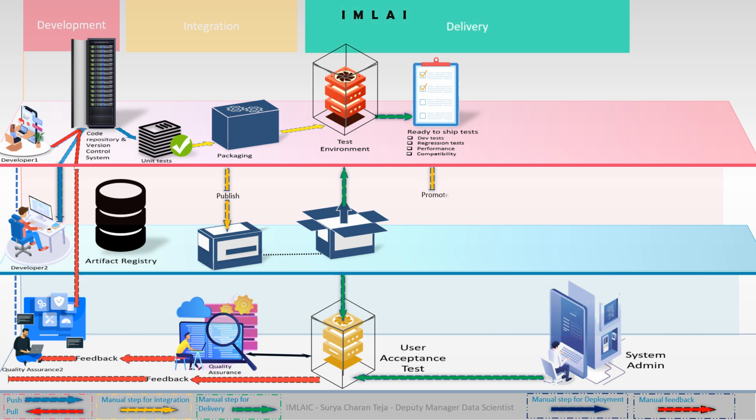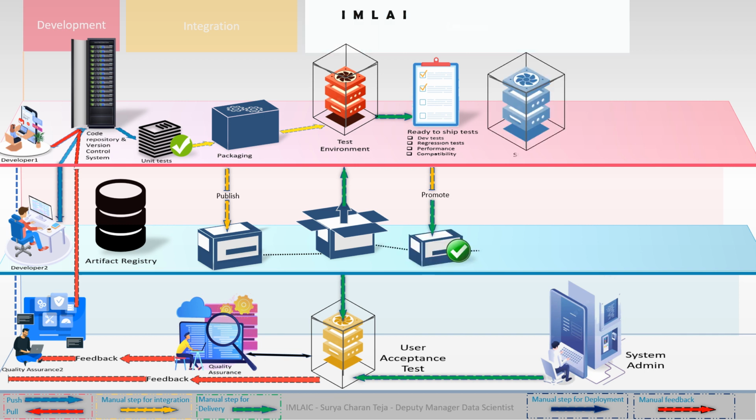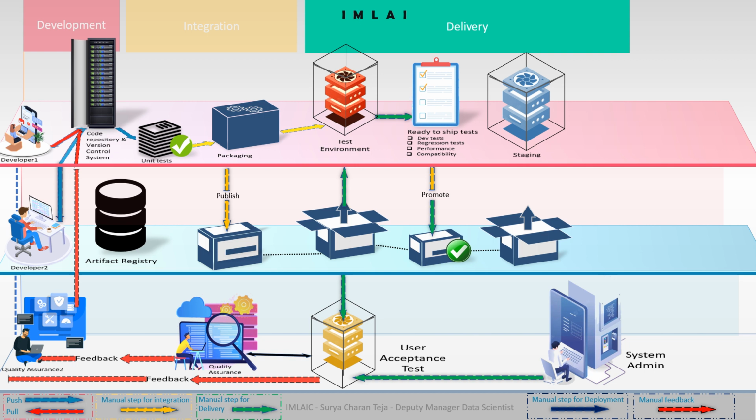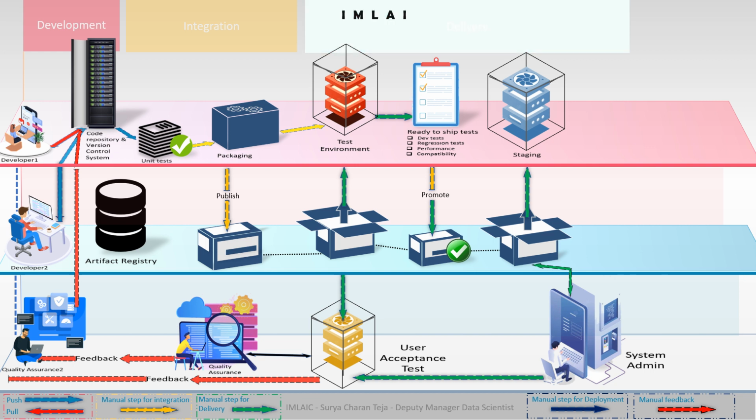Once all tests are done, if that package, that application, that archive successfully passes all the tests, then we will promote it back to the artifact registry, saying that this has passed all the tests, this is healthy, this can be useful. So now from here we will move on to the staging environment. Again, the staging environment will be provisioned and configured by the system admins, and then we will pull this package archive into the staging environment from the artifact registry server.